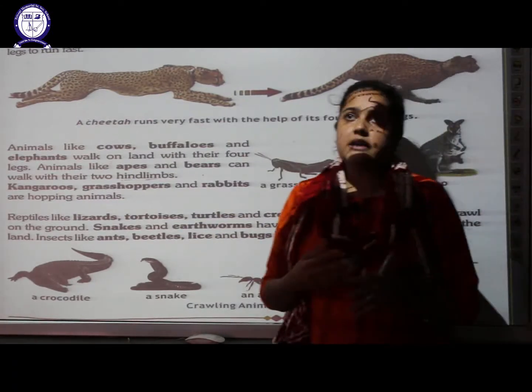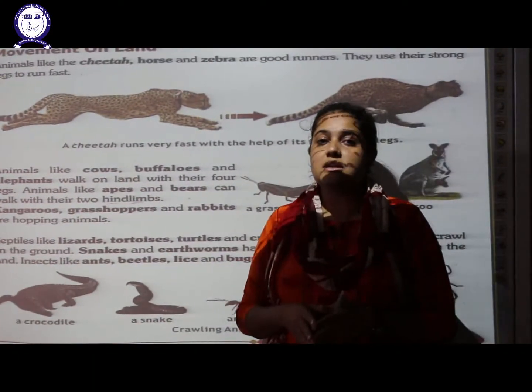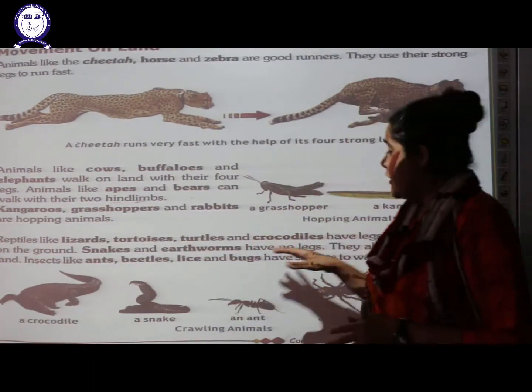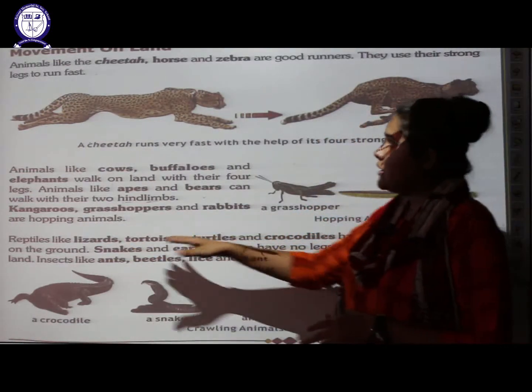Then there are, as you might have seen, the snake and the earthworm, students. These 2 animals do not have legs, so they crawl on the land. This is the way they move on the land.